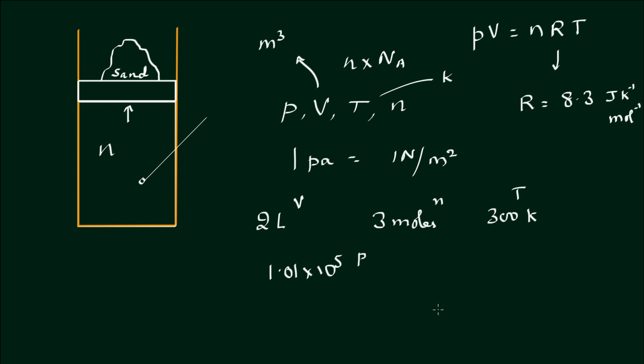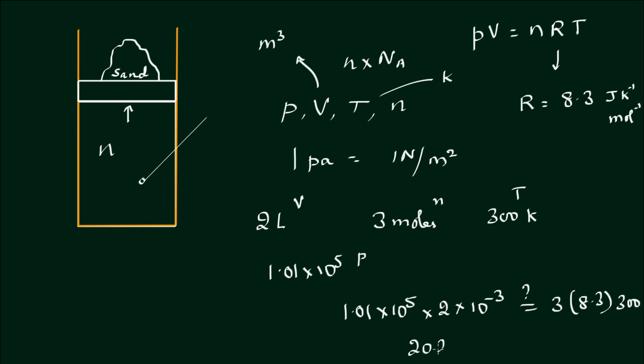She took the pressure P, let's say 1.01 times 10 power 5, and multiplied it by the volume, which is 2 liters, so 2 times 10 power minus 3 cubic meters. That's PV. And does it satisfy this equation? n is 3, R is 8.3, and the temperature is 300. Let's see. The left hand side is 2.02 multiplied by 10 power 2, which becomes 202. That's supposed to equal 900 multiplied by 8.3. Obviously this equation is not satisfied.